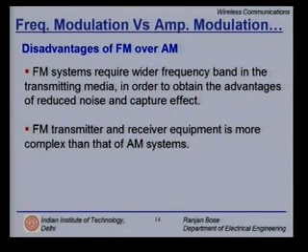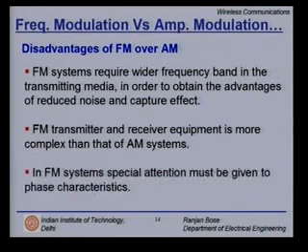Also, the FM transmitter and receiver equipment is more complex than that of AM systems, hence more expensive. In FM systems, special attention must be given to phase characteristics. All right. So, these are the three disadvantages that FM faces with respect to AM, but still it is the preferred choice.